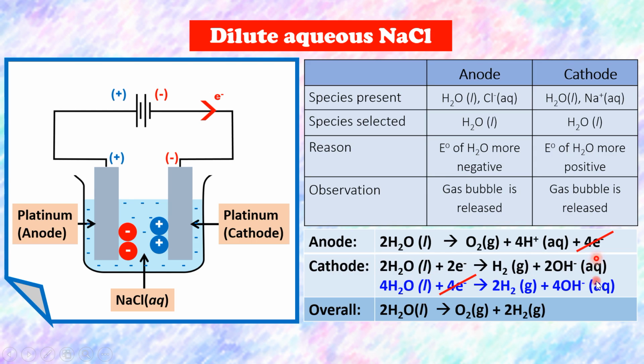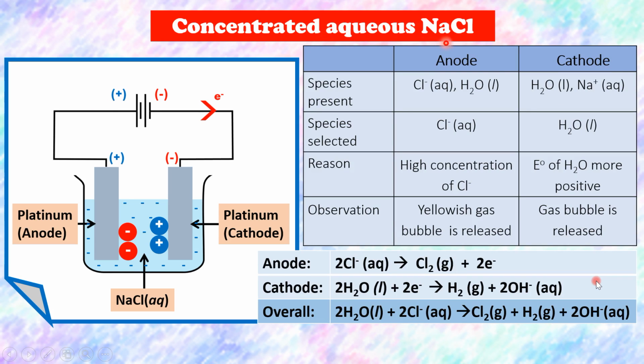Next, we can cancel out the number of electrons at both sides. We can combine 4H plus ion with 4OH minus ion to produce 4H2O. Okay, the next step, we can cancel out the number of water at both sides. And finally, we will get this overall equation.